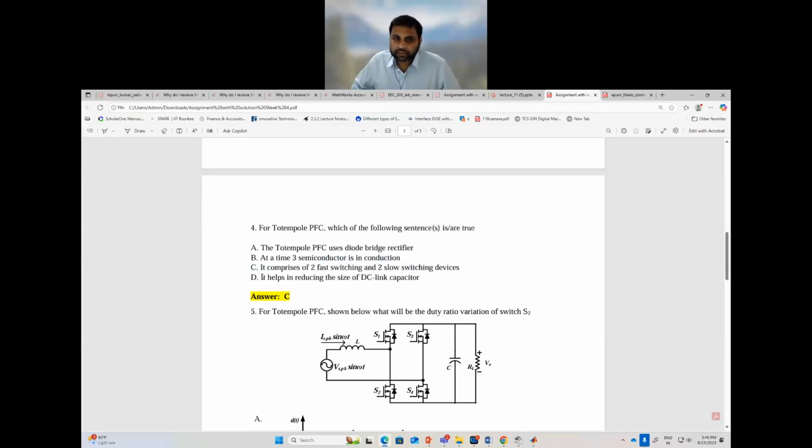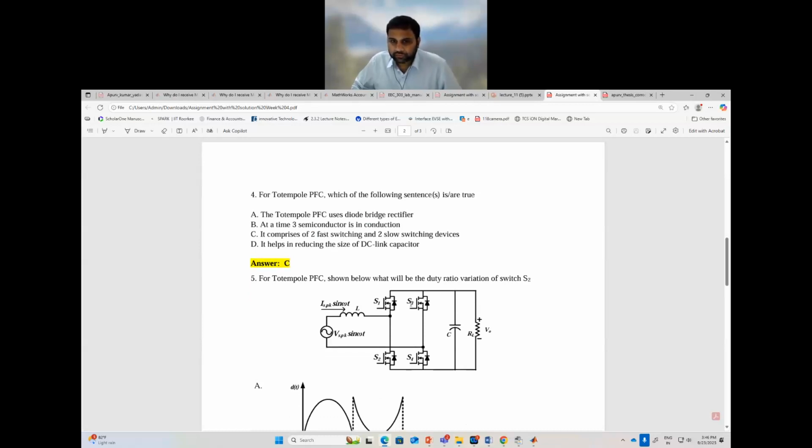Now let us see C. In this C, it is said that it comprises two fast switching switches and two slow switching switches. If you look very carefully, S1 and S2 are switching at the switching frequency, which is FSW, while S3 and S4 are turned on only once in a line cycle. That means in the positive half cycle S4 is on completely, and in the negative half cycle S3 is on completely. So S3 and S4 are slow switching devices, while S1 and S2 are fast switching devices. So that is why the correct option is C.